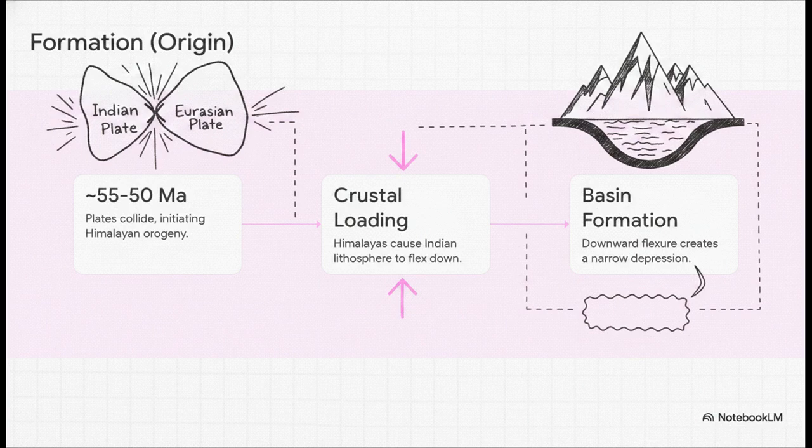Then comes step 2, crustal loading. As those Himalayas grew taller and heavier, their enormous weight caused the Indian lithosphere to flex downward, and that directly leads us to step 3. This downward flexure created a long, narrow depression immediately south of the Himalayas. That depression is the exact birth of the Siwalik Foreland Basin.